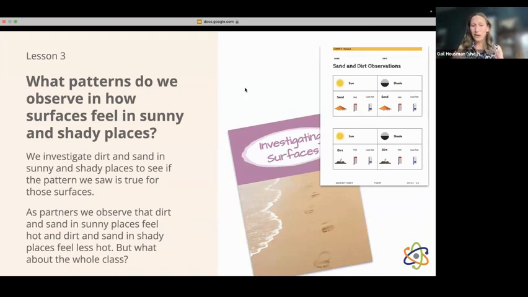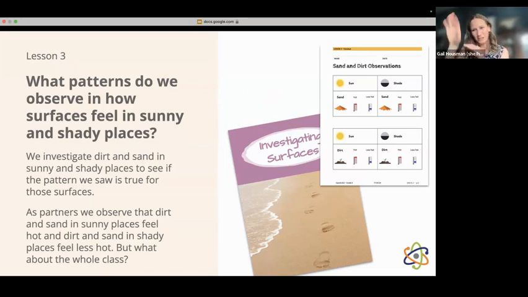And so the teacher says, okay, I've got sand and dirt, and we take several pans of sand and pans of dirt, and we put some of them in the sun and we put some of them in the shade. And then we go make our observations again, touch each one and see how they feel. We're careful to compare the sun to the shade for the sand, and then sun to the shade for the dirt.